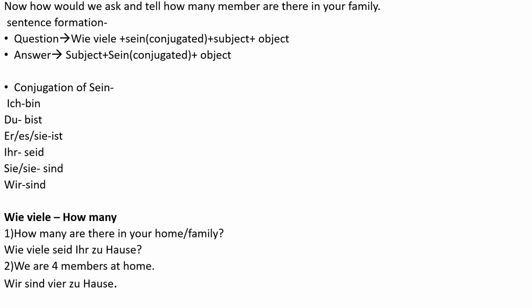How many are there at your home? We are 4 members at home. Wir sind 4 zu Hause. 4 at home. Wir sind 4 zu Hause. So these were very simple sentences. Try to make some examples yourselves after looking at these.